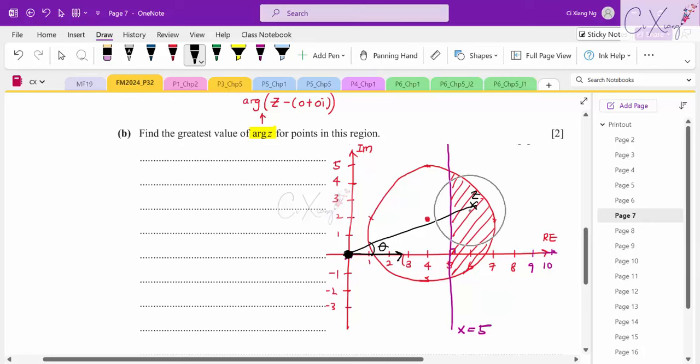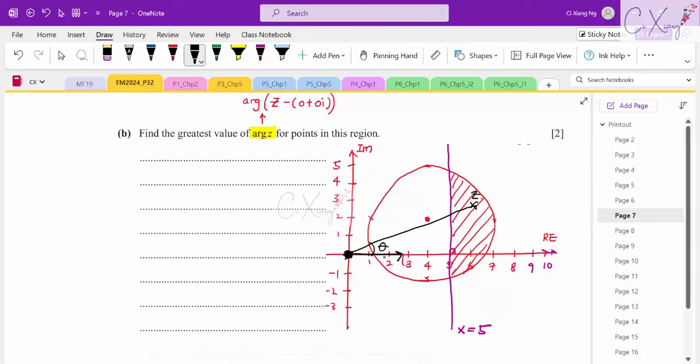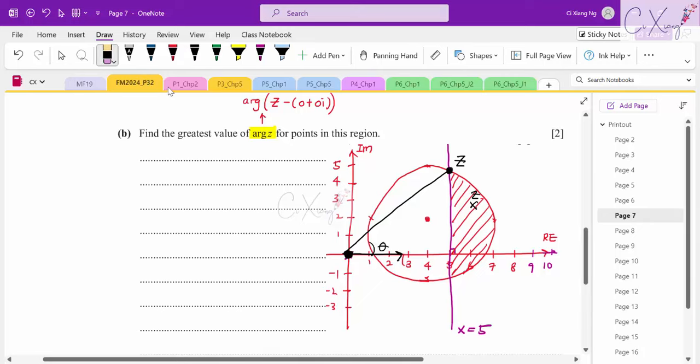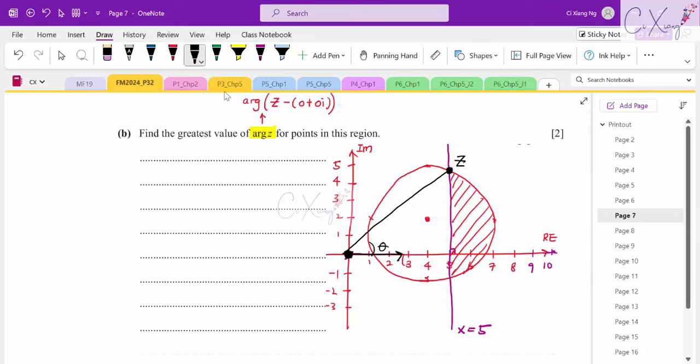Where should I put my z so that the angle becomes as large as possible? You should push up the z, right? When you push up the z until the edge of the shaded area, this point will give you the largest value of theta. So your largest value of theta is this whole thing. Now we need to think of a way to find this theta. We might need to use some knowledge of coordinate geometry or some triangle properties to find the answer.